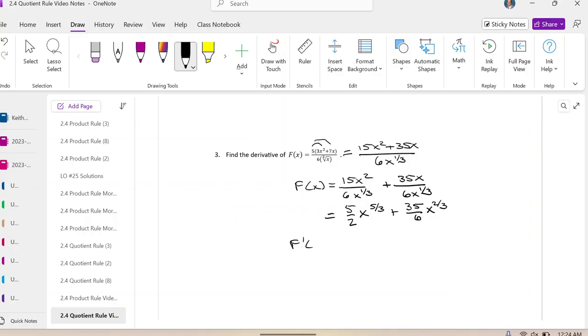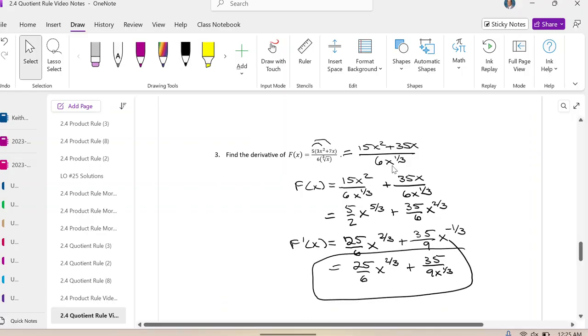So then when you take the derivative, you get 25 over 6 x. 5/3 minus 1 is 2/3. And then here, when you multiply, 2 goes into 6 3 times, so you have 35 over 9 x. 2/3 minus 1 is negative 1/3. So then it becomes 25 over 6 x to the 2/3 plus 35 over 9 x to the 1/3. Final answer.